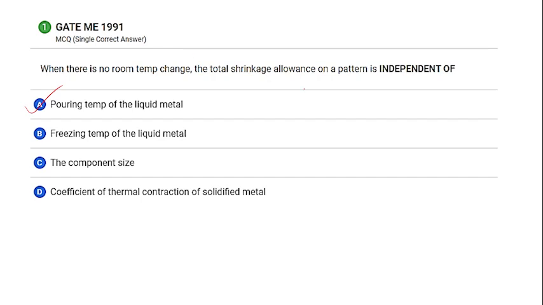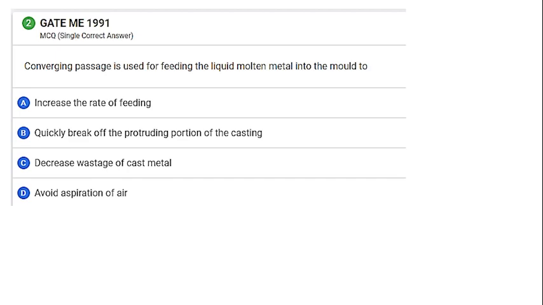Again, what is it asking in the question? Total shrinkage allowance means liquid, solidification, and solid. So when there is no room temperature change, total shrinkage allowance on a pattern is independent of pouring temperature of the liquid metal. Okay, then solve this question.